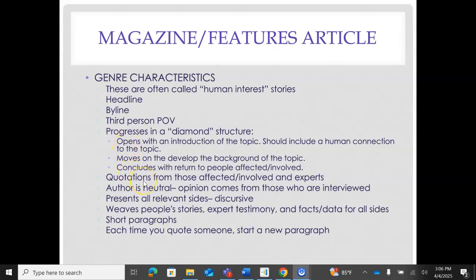There are quotations because it's an article from those affected and involved, and the quotations are where you will get opinion. The author remains neutral. The idea is to weave people's stories, expert testimony, and facts and data for all sides into short paragraphs, and each time you quote someone new, you start a new paragraph.